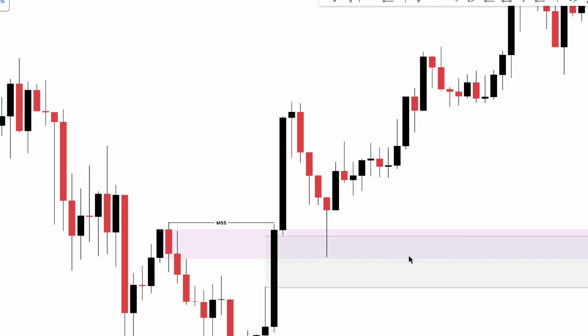3 candle formation. Start counting from this. 1, 2, and 3. 3 candle formation here. That is it. That is exactly what you need for this confirmation. So the third candle, which is this black candle, closing above what?